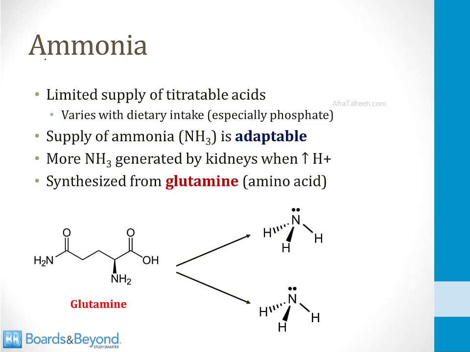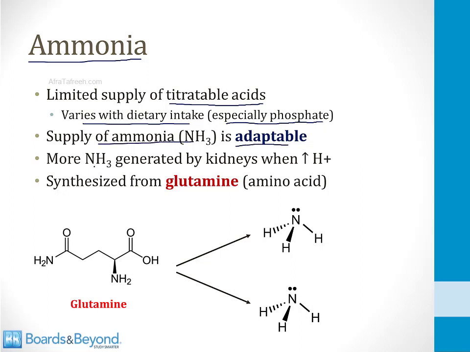The second urinary buffer is ammonia, and the reason we need ammonia is because we have a limited supply of titratable acids. The supply of titratable acids varies with dietary intake, especially dietary intake of phosphate. So if the kidneys need to excrete large quantities of acid, titratable acids are not going to be sufficient to carry those protons out of the body. The supply of ammonia, on the other hand, is adaptable.